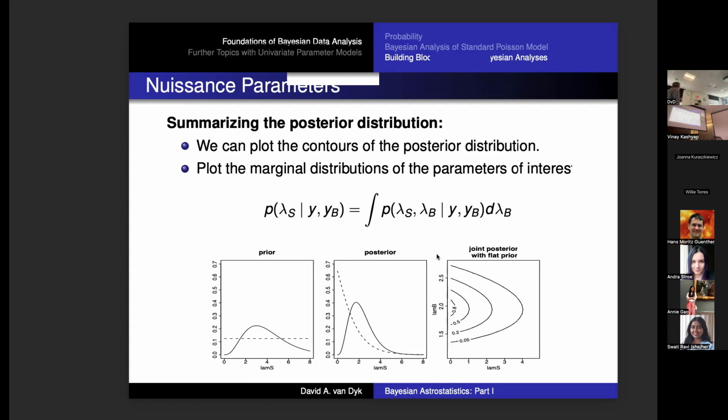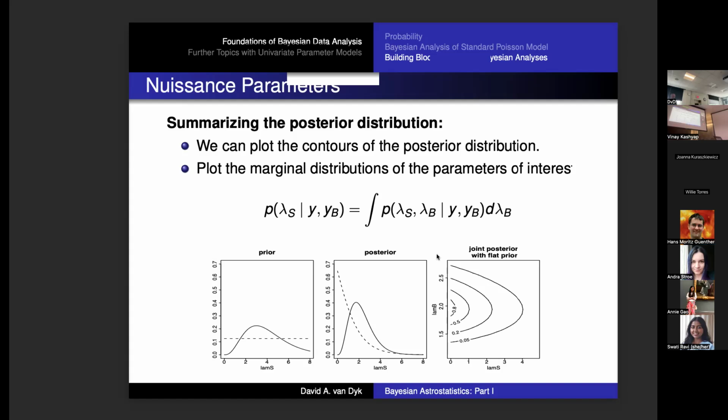Nuisance parameters. This is nice because it also lets me illustrate how Monte Carlo works. Nuisance parameters are quite tricky generally in statistics. A nuisance parameter is exactly what it sounds like. It's something I'm not interested in.